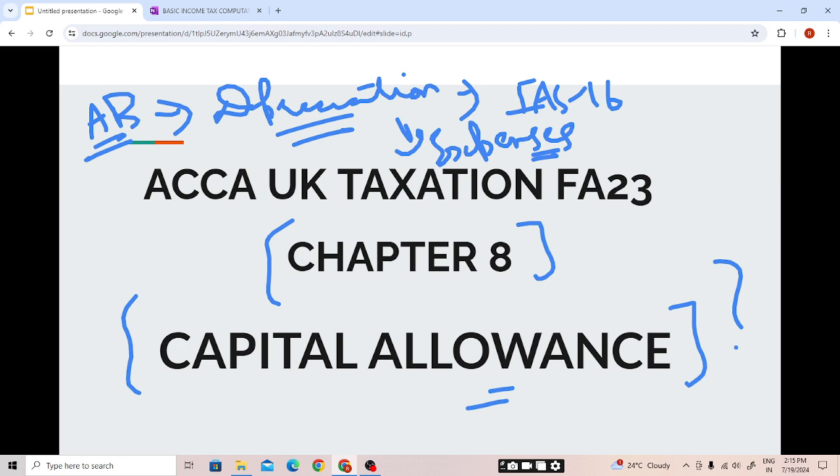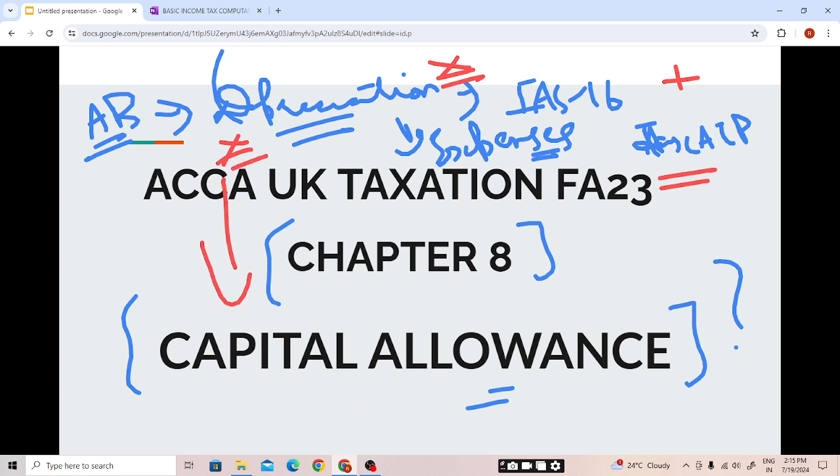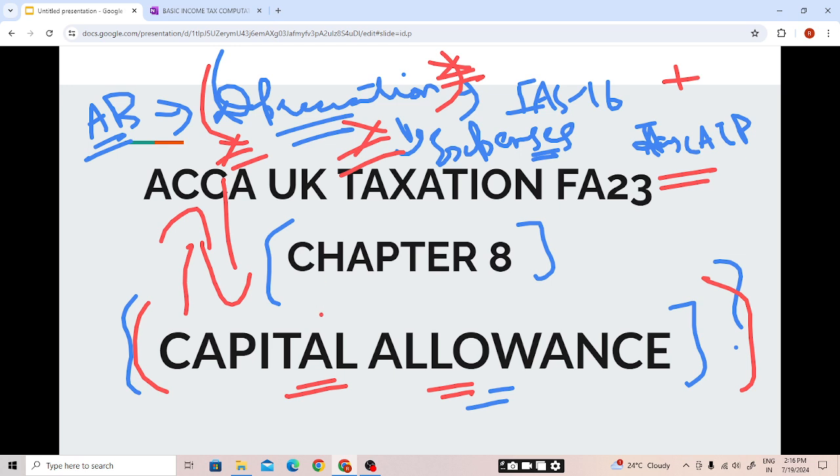And students, we have already seen in our previous chapter, when we calculate our tax adjusted trading profit, depreciation is disallowed. So we need to add it back to the accounting profits so that we arrive at a tax adjusted trading profit. Depreciation is disallowed, then what will be allowed? Capital allowance will be allowed. And capital allowance is the form of depreciation under the tax rules. Because depreciation is disallowed, HMRC says that capital allowance will be allowed.